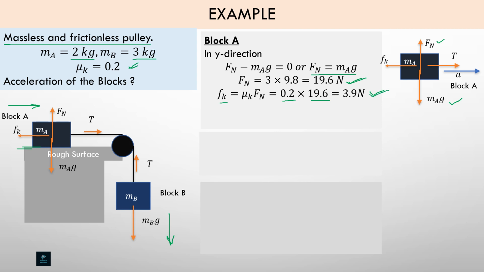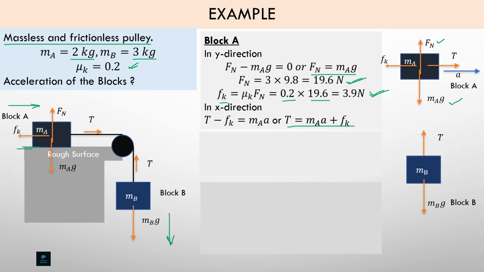Similarly, in the x direction, we have two forces, the tension T and the frictional force, and there is acceleration in the positive x direction. Therefore, in the x direction, the net force T minus Fk is equal to ma times the acceleration, or we can rewrite it as T equals ma times a plus Fk.